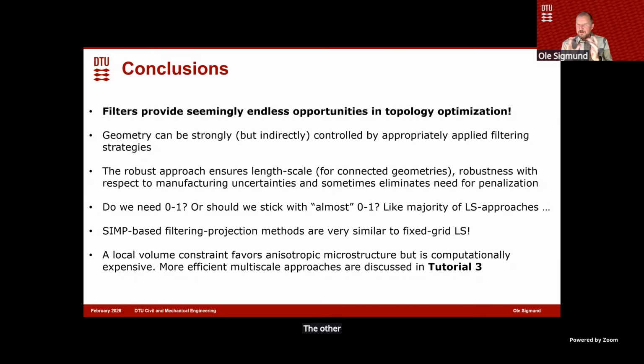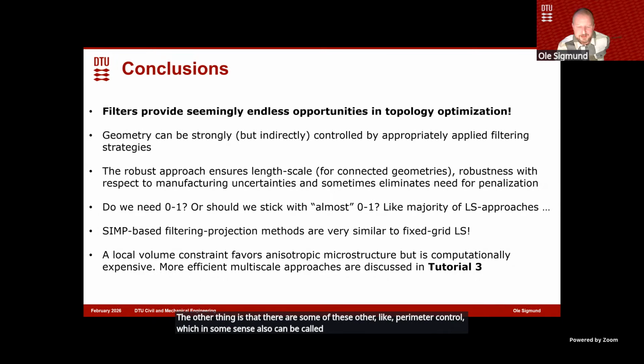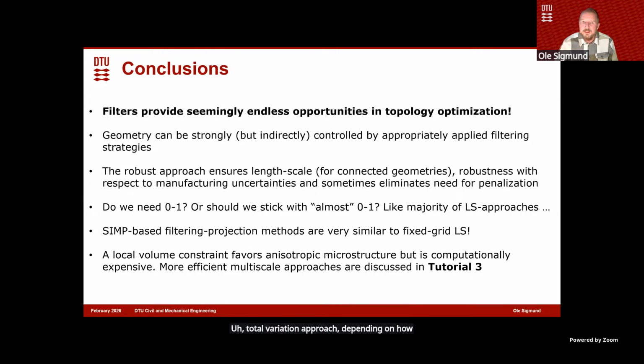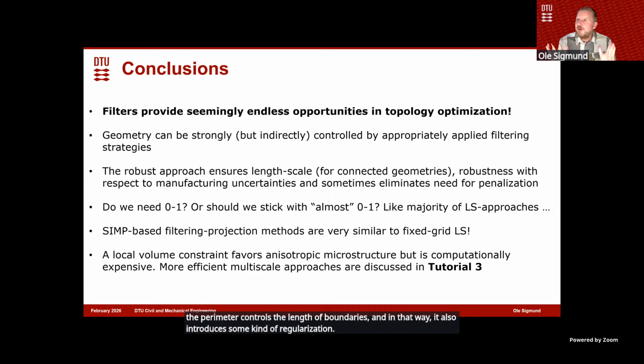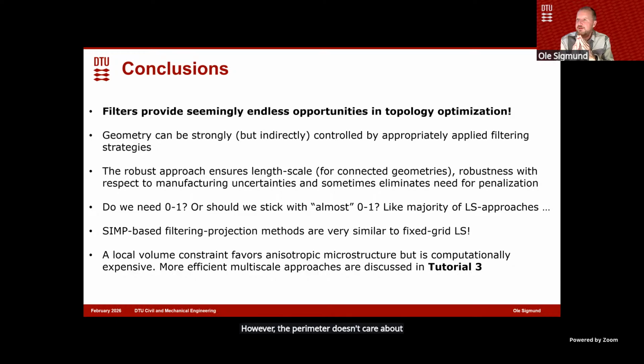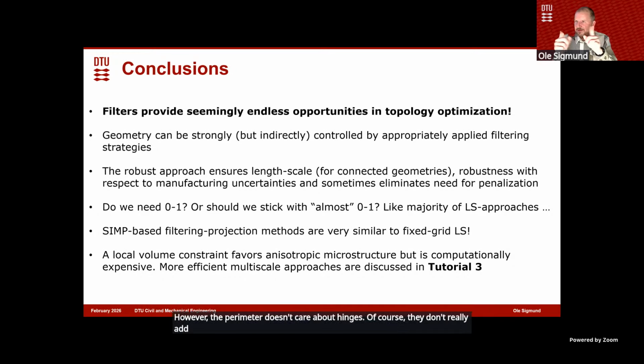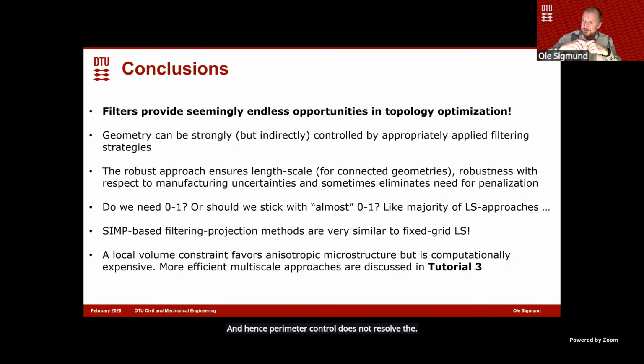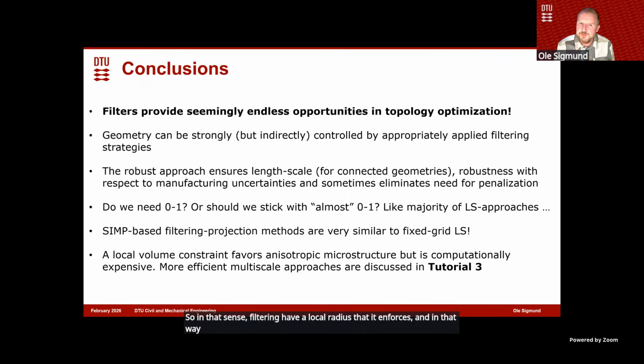The other thing is that there are some of these other approaches, like the perimeter control, which in some sense can also be called a total variation approach, depending on how you see it. The perimeter control controls the length of boundaries, and in that way also introduces some kind of regularization. However, the perimeter doesn't care about hinges, because they don't really add extra boundary length. Hence, perimeter control does not resolve the localized hinge issue in compliant mechanisms. So in that sense, filtering has a local radius that it enforces, and in that way controls geometry better.